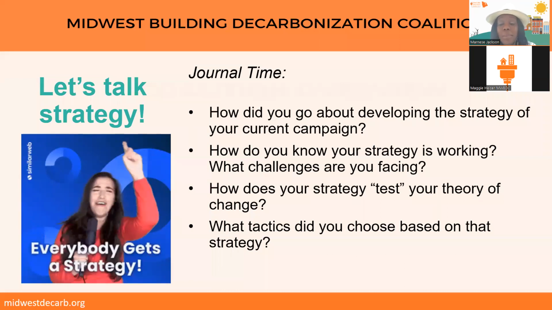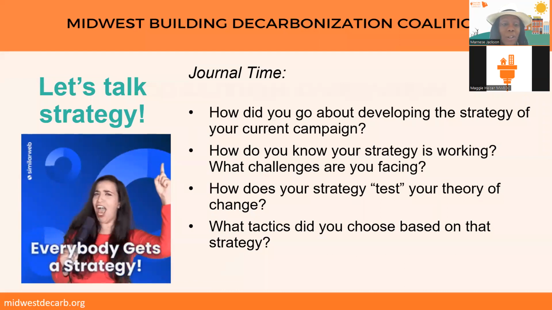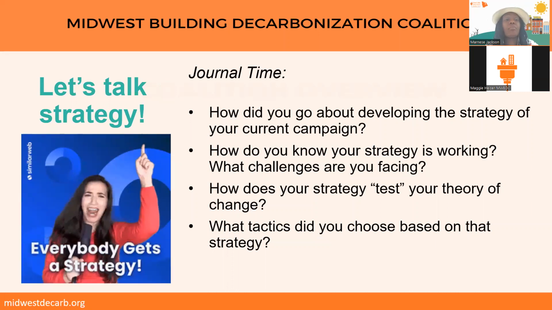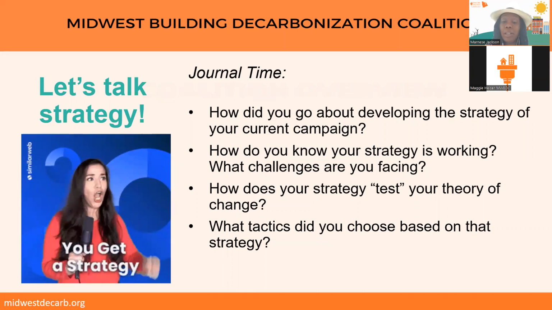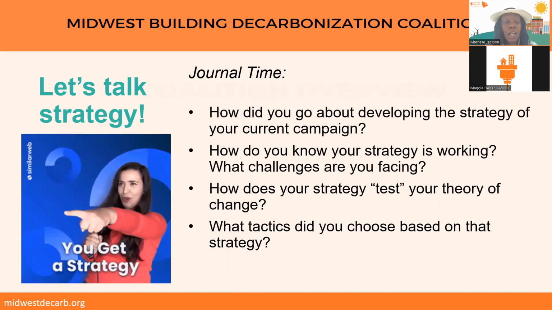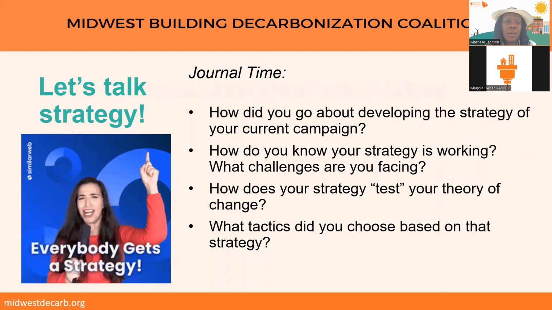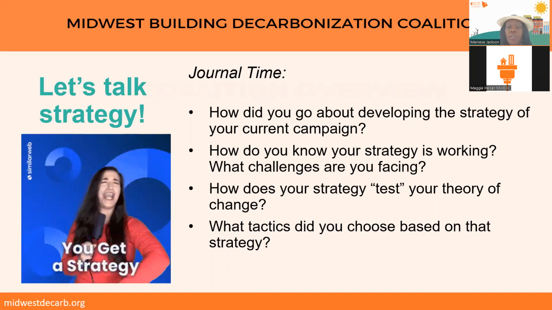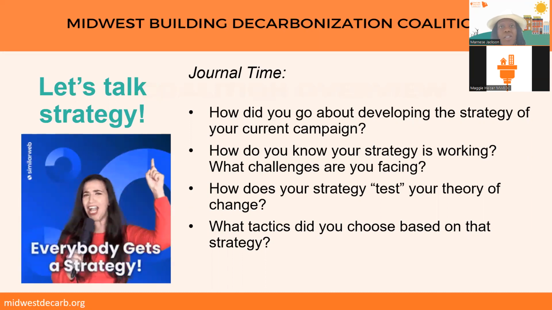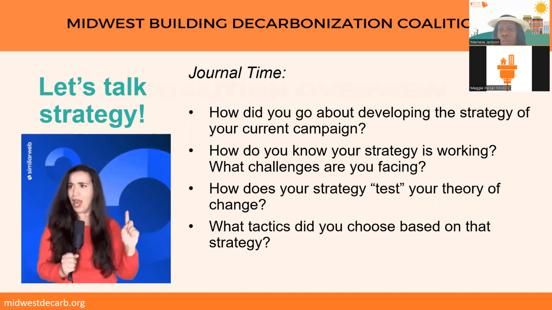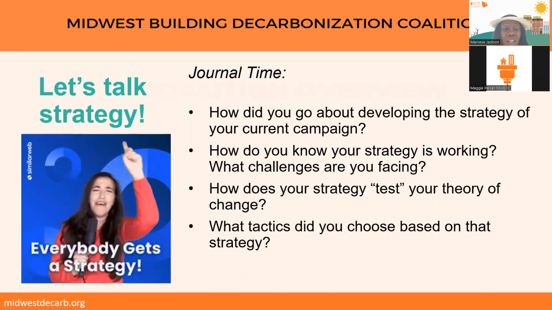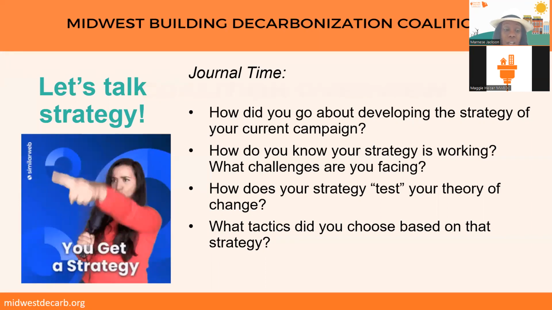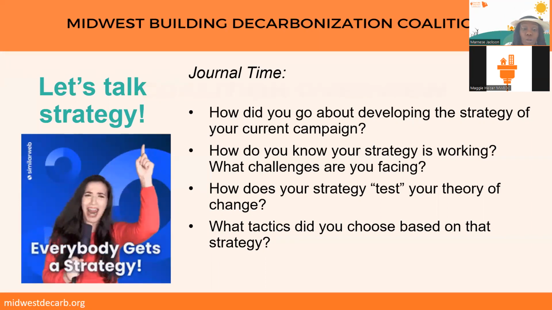So let's talk about strategy. If you have some pen and paper, we're going to take a couple of minutes before we head out of here. How did you go about developing a strategy for your current campaign? And it can be anything. It can be a past campaign. Let's take about 5 minutes. How did you go about developing the strategy? Did you all just wake up one day and say, hey, we're going to do this? Did you actually put some planning behind it? How did you test your theory of change? And what tactics did you use?